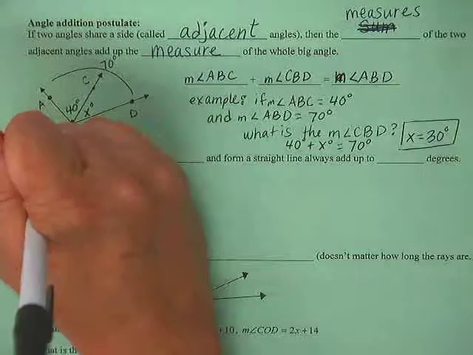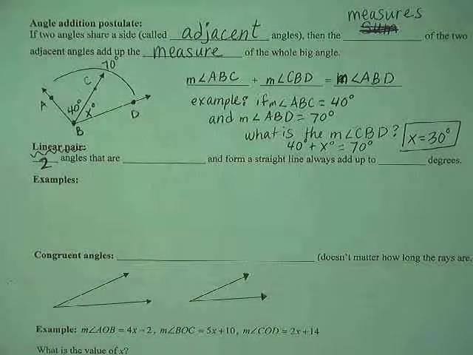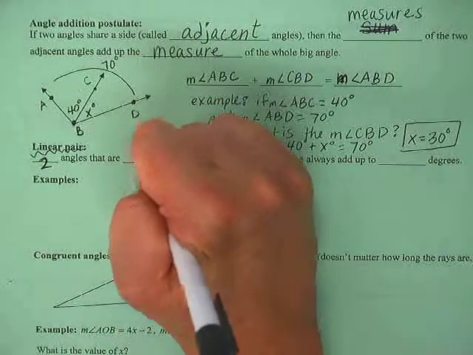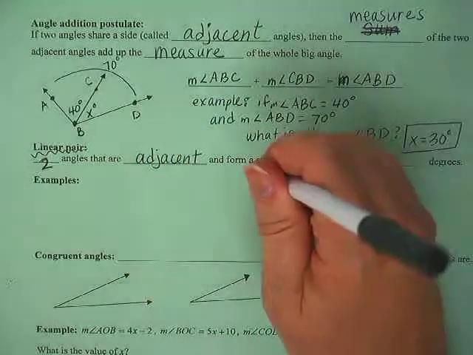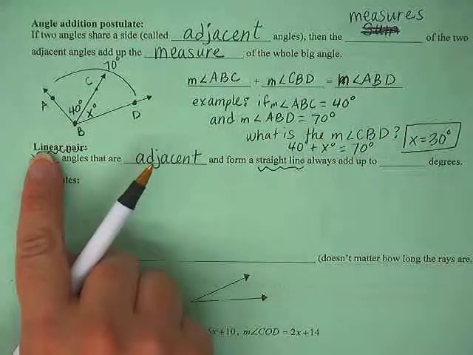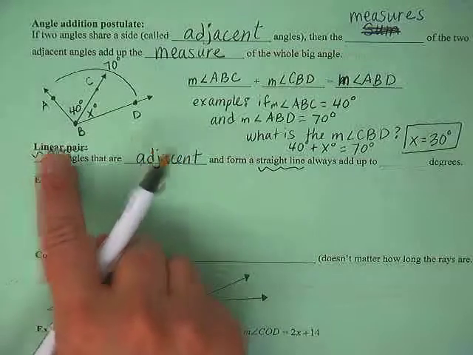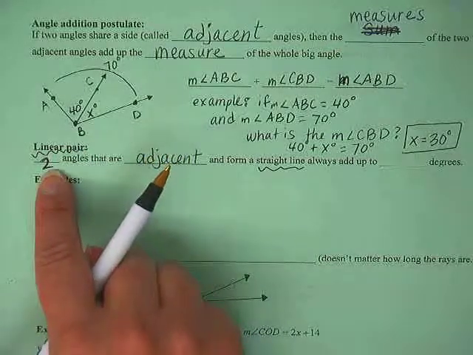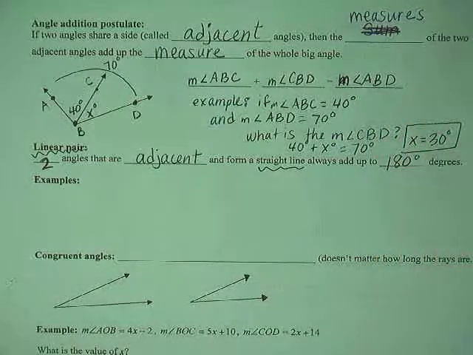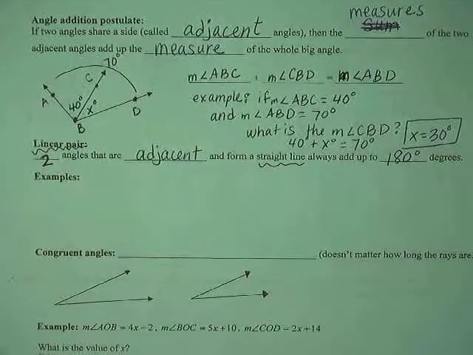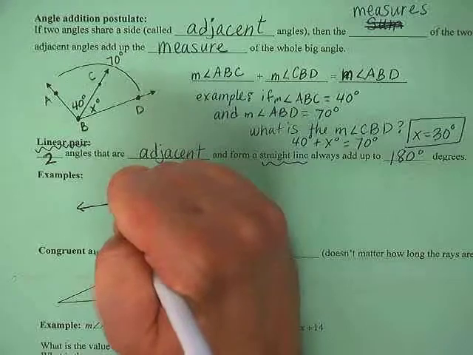Okay, linear pair. Here's another vocabulary word. A linear pair is two angles that are adjacent, so they share a side, they're next to each other, and they form a straight line. That's where we get the word linear from. Straight line is linear, and the word pair means two. So linear pair, a line of two angles. If they make a straight line, they're always going to add up to 180 degrees.